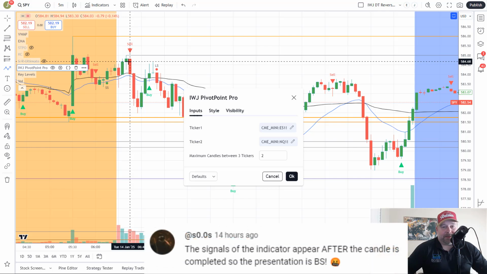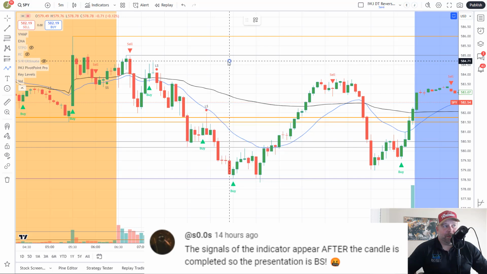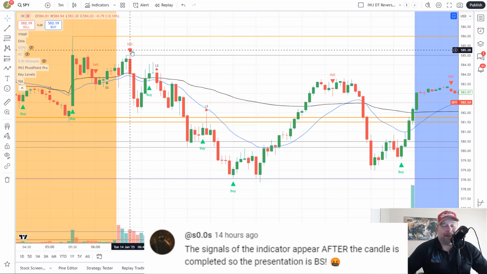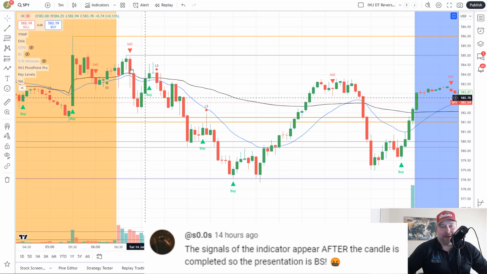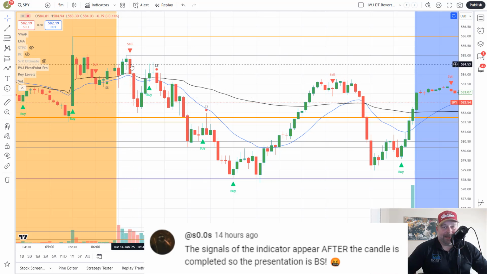This person decided to comment and say that the buys and sells only print after the move happens, or after the bars close. This is inaccurate.